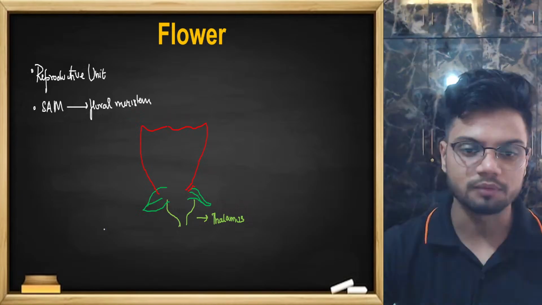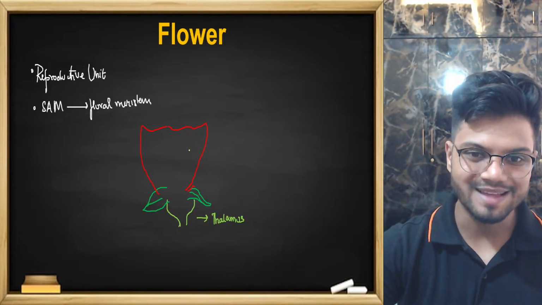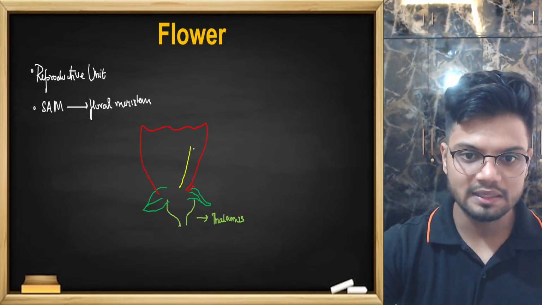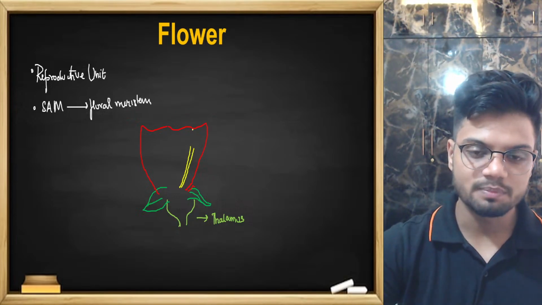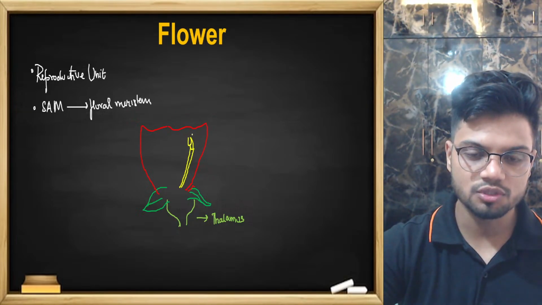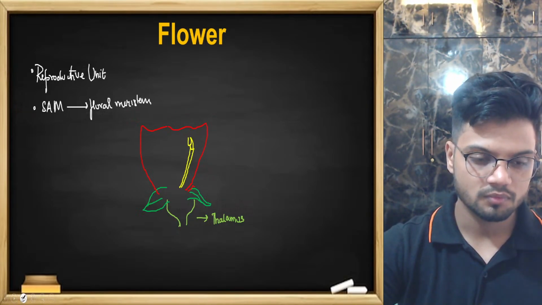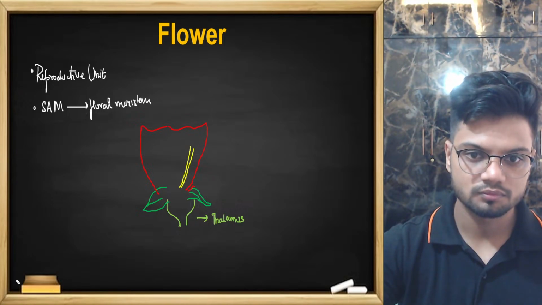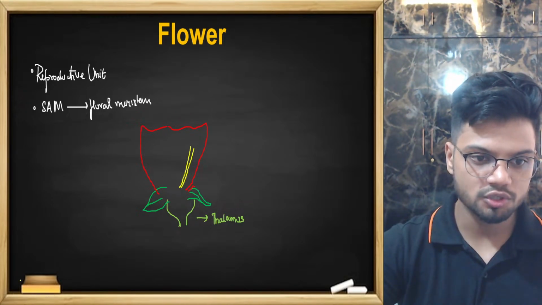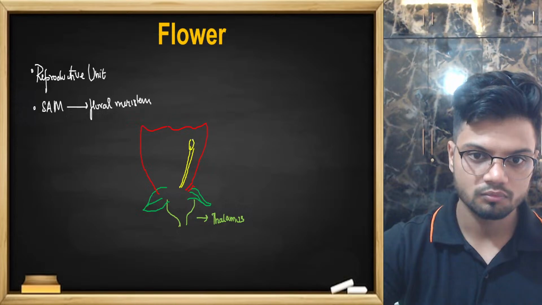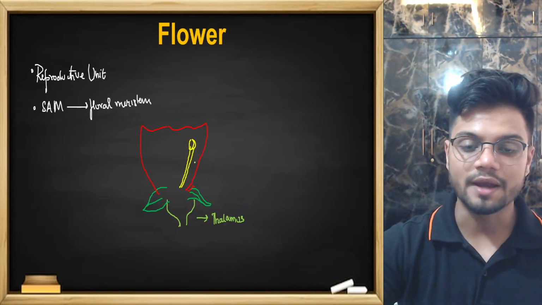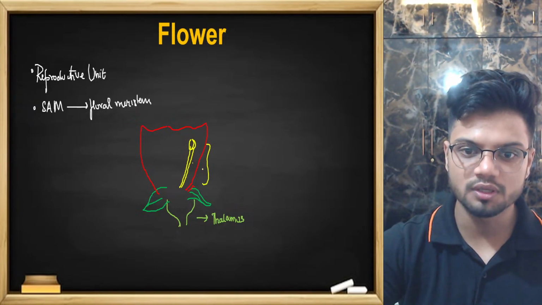The first reproductive wall is called the androecium, which is basically the collection of stamens, and is a bilobed structure. This entire thing is called what? Stamen.